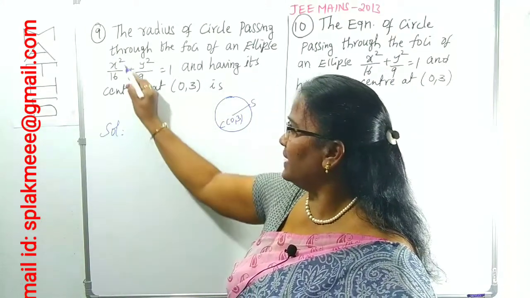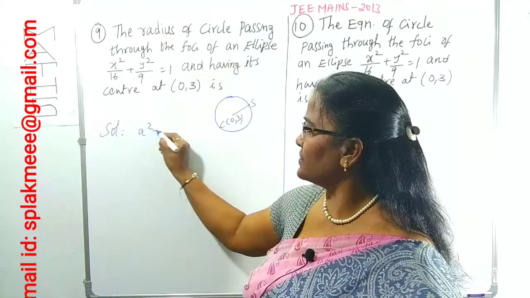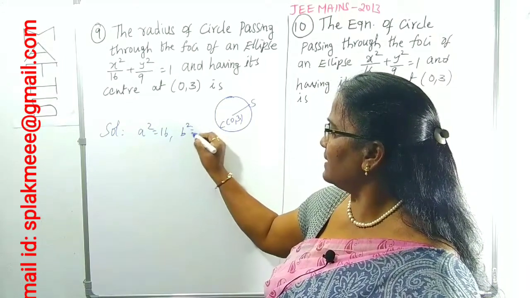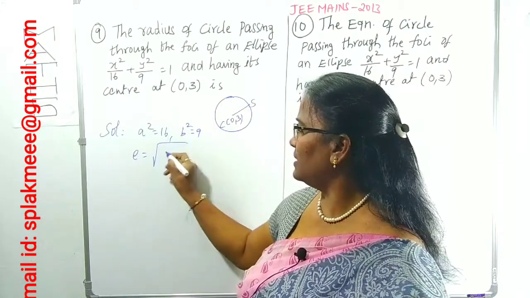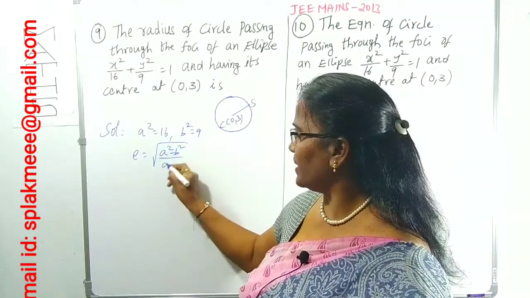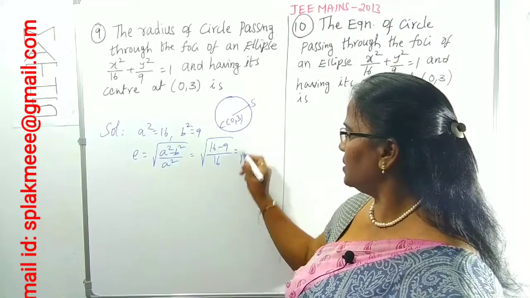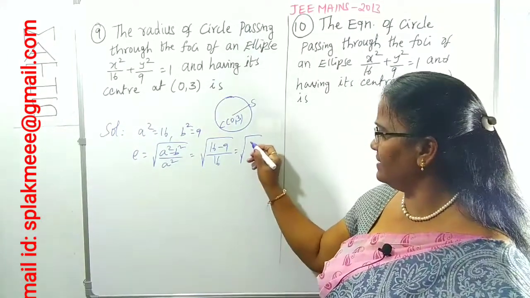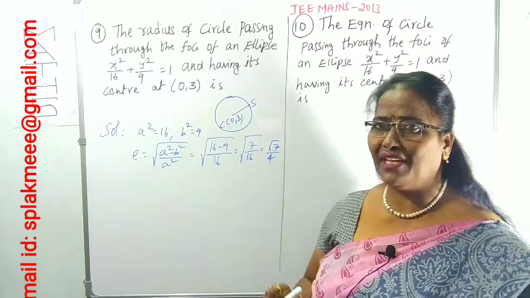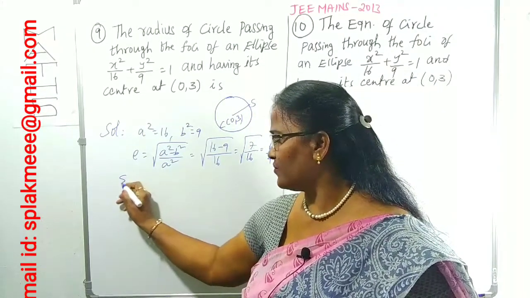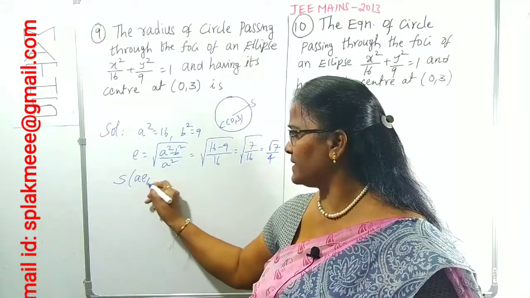The ellipse is in the form x square by a square plus y square by b square is equal to 1. Here a square is equal to 16, b square is 9. Clearly a is greater than b. From this we can find e first. That is root over a square minus b square by a square, that is root over 16 minus 9 by 16. Root over 16 minus 9 is clearly 7, so 7 by 16 under root. That is root 7 by 4. This is the eccentricity of the ellipse. What is one of the foci? One of the foci is S, which is ae comma 0.